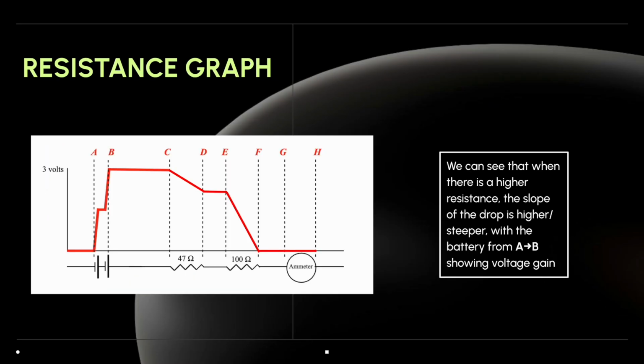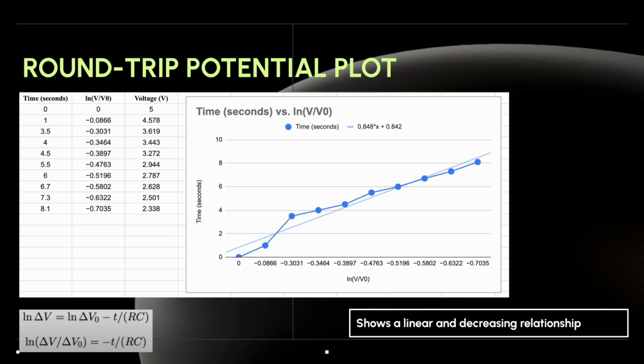Using the resistance graph, we can see that when there's a higher resistance, the slope of the drop is higher, and this also makes sense because with the battery from A to B, we show a voltage gain. The round trip potential plot, which I plotted using Google Sheets, shows a linear and decreasing relationship. I know it appears to show an increasing one, but if you switch the X and Y axes, it shows a linear and decreasing relationship. We did this by using the time and the volts and then using the ln of the initial and the recorded voltage.